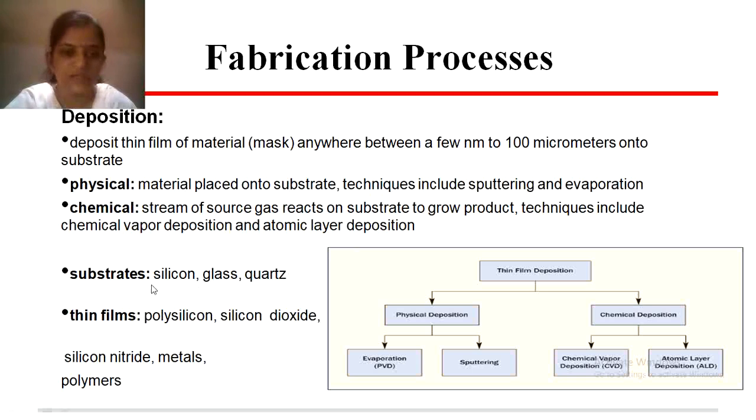Then the substrate. Which type of substrate do we have to take? Either silicon, glass or quartz. Then which thin films are used for the MEMS system? Polysilicon, silicon dioxide, then silicon nitride, metals, and polymers.